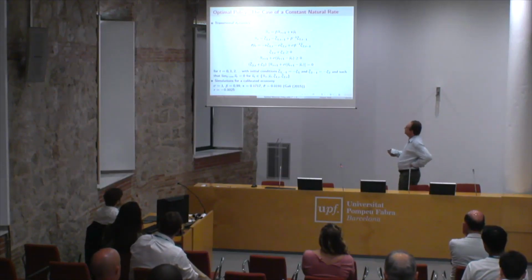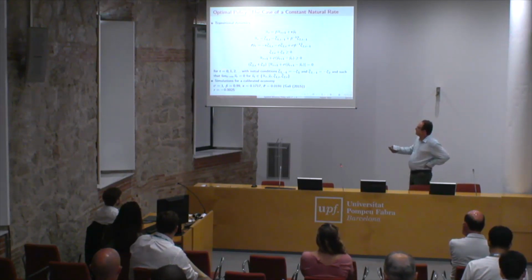The coefficient of the output gap in the loss function, that's right, yeah. Okay, and the natural rate of interest is minus 25 basis points or 1% per year. So this is the quarterly calibration.